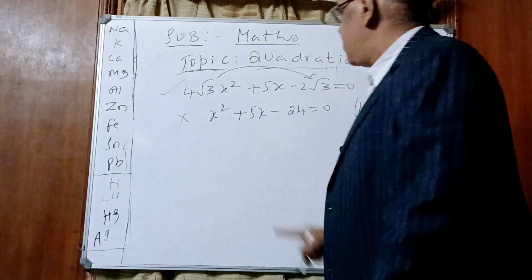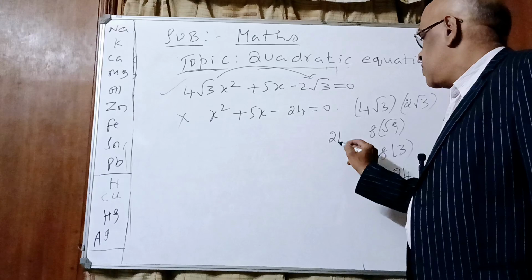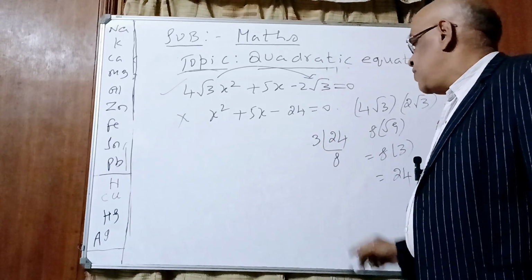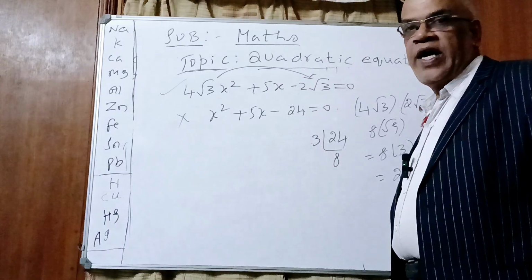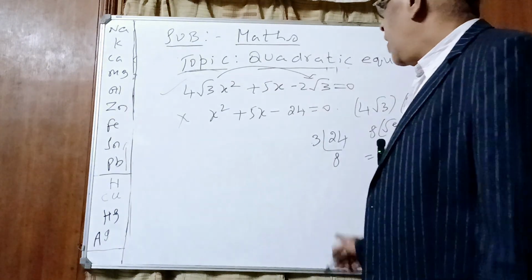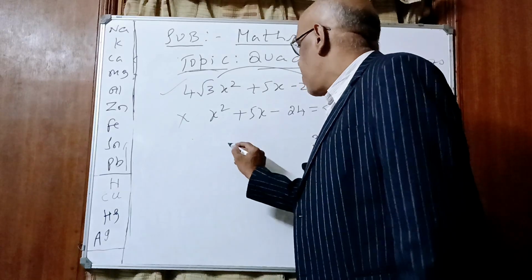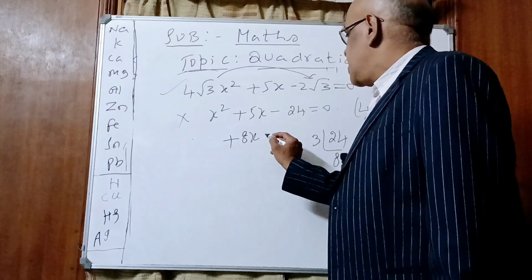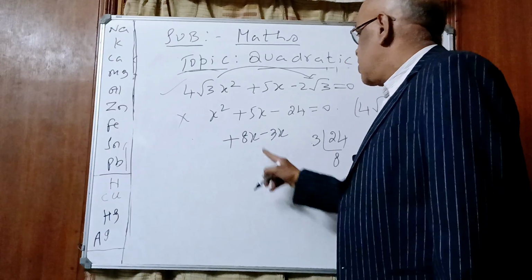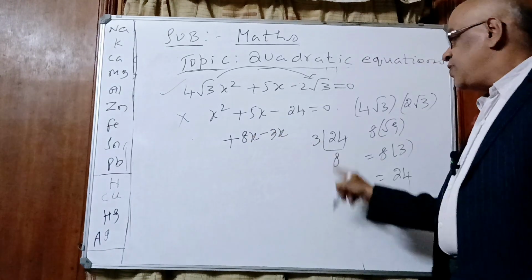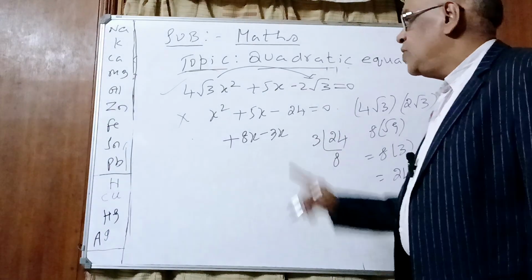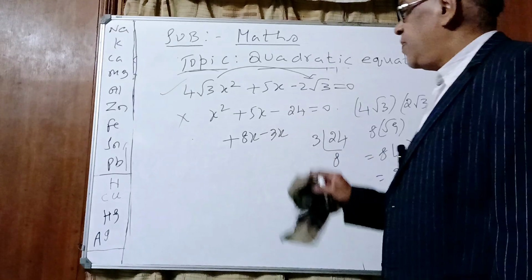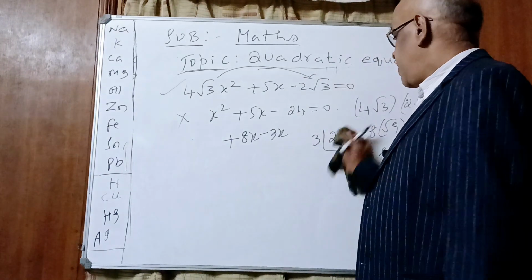Now split the middle term. Take 24. 3 8s are 24. 8 minus 3, 5. Yes or no, children? Yes. So what 5 should we get? We should get plus 5. So 8 will have a plus sign, 3 will have a minus sign, because the middle term comes between these two numbers, so you have to subtract. The middle term should have a plus sign, so the bigger number should be plus. If the middle term was minus, then the bigger number will be minus.